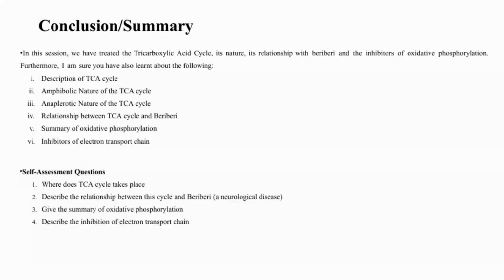We also examined its relationship with beriberi, which is a neurological disease caused by thiamine deficiency, a vitamin essential for proper TCA cycle function. Additionally, we covered the inhibitors of oxidative phosphorylation, which can disrupt ATP production and lead to various metabolic disorders.